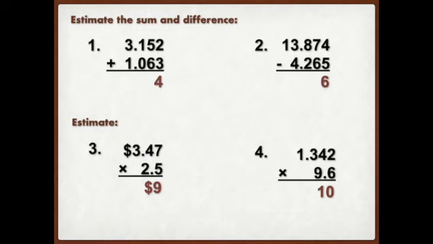If we estimate with multiplication, number 3, 0.47: the 4 is below 5, so that's 3. For 2.5, it's 5 and above, so that would round to a 3. So 3 times 3 is 9. And then number 4, 1.342 times 9.6. The 1 rounds down, and the 9 rounds up to a 10. So 1 times 10 is 10.